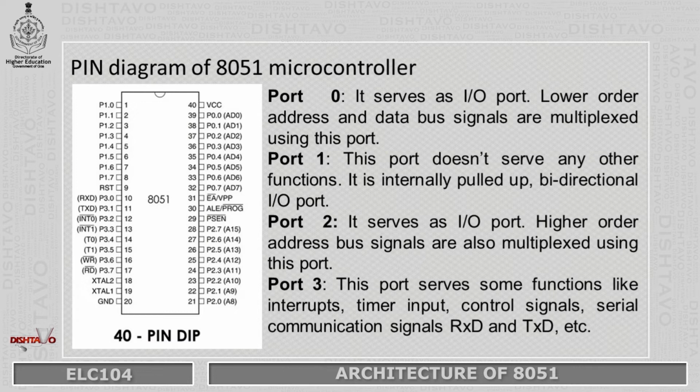Then 3.6 and 3.7 are used for external peripheral interfacing such as ADC, wherein we make use of write signal and read signal. And that's all about port 3. So we have seen that each and every pin of port 3 can be used for serving different functions. At the same time, the primary function is simple input output.